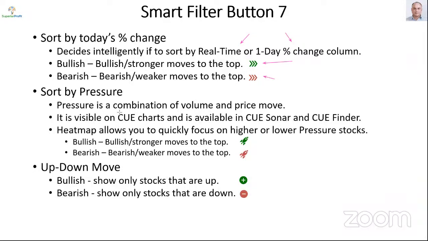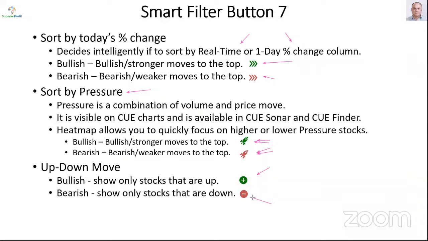Sometimes just percentage change is not enough. People like to look at stocks that are moving significantly up or down with volume. In that case, you may sort by pressure. Again, they don't filter out anything. The bullish pressure sort will get the stocks with the most bullish moves, both in terms of percentage change as well as volume, to the top. And bearish pressure will get the bearish pressure stocks to the top. A combination of percentage change and volume.